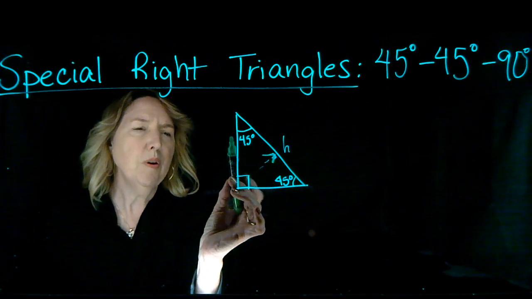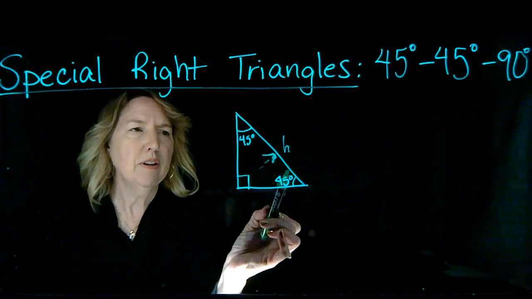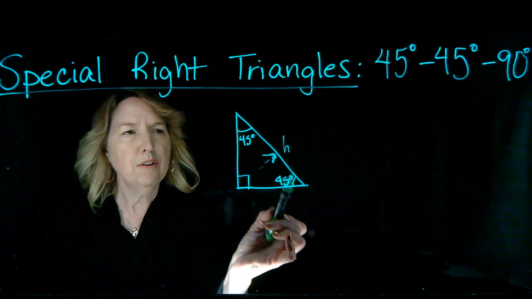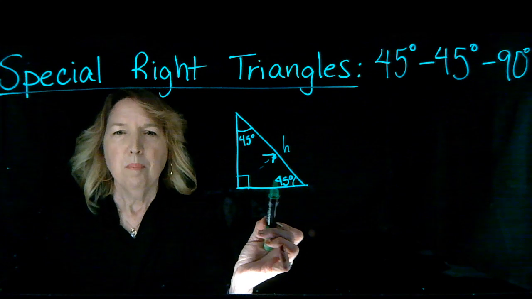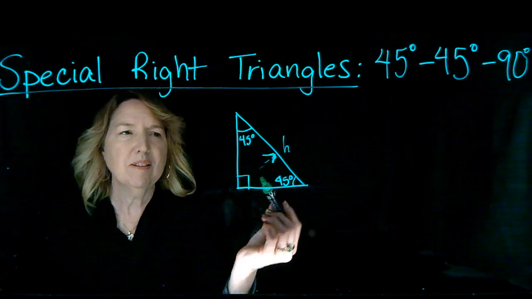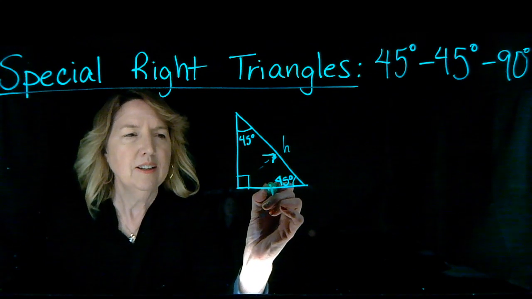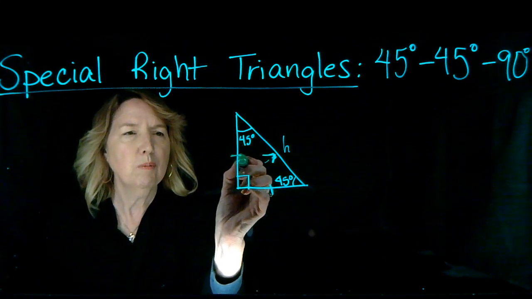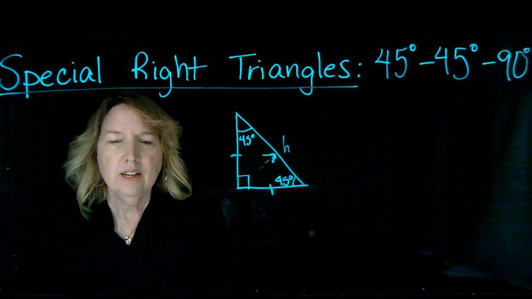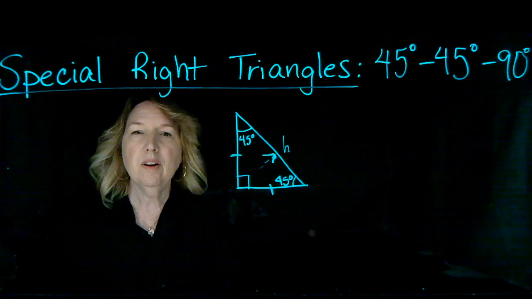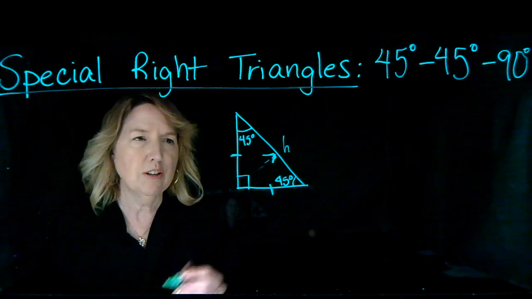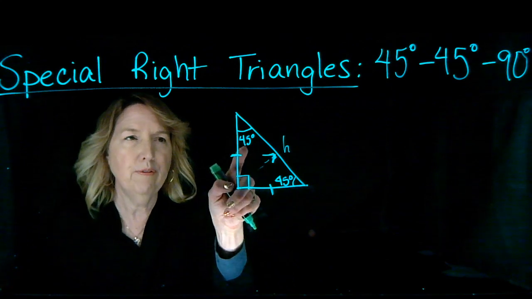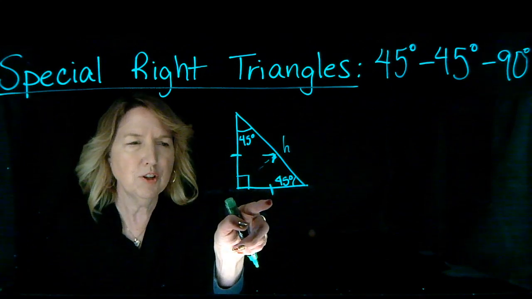Now, the 45-degree angles are up here and here, and they're equal to one another, but that's significant because that means this side is equal to this side. So I'm going to put a tick mark there and there. And that might not always appear on your sketches. It's something you're supposed to know. If the angles match, the sides match.